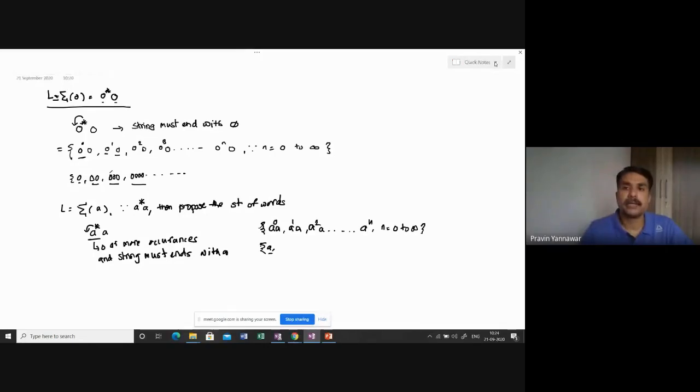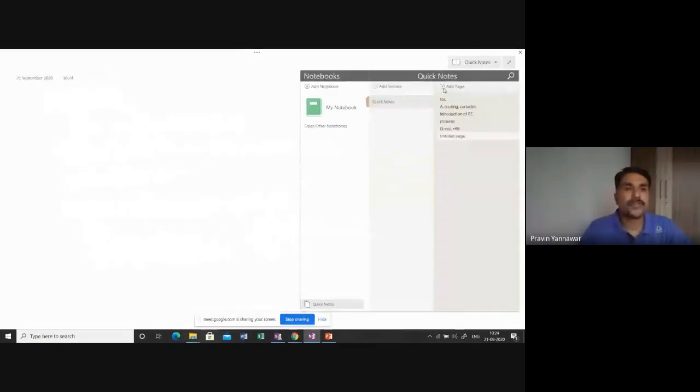We have to work for some proof also. See, for example, you have a language L based on set of alphabet sigma, and sigma contains A. Now prove that A star is equal to A A star.